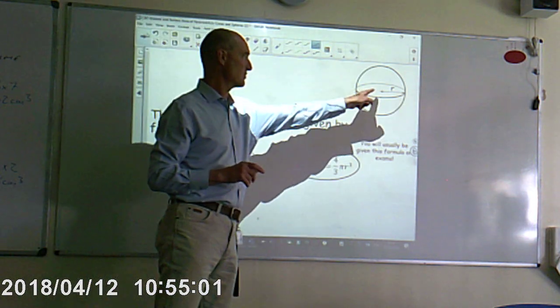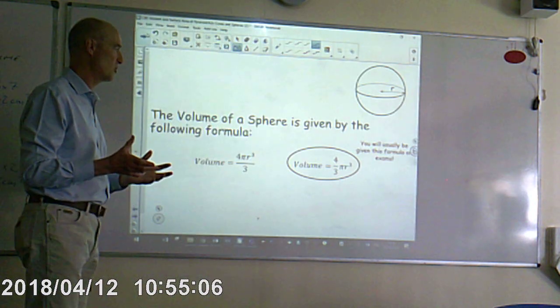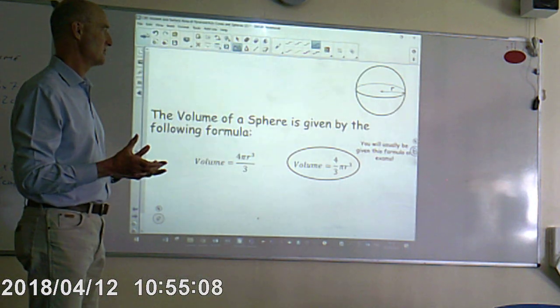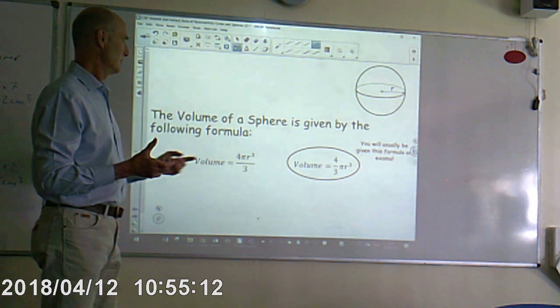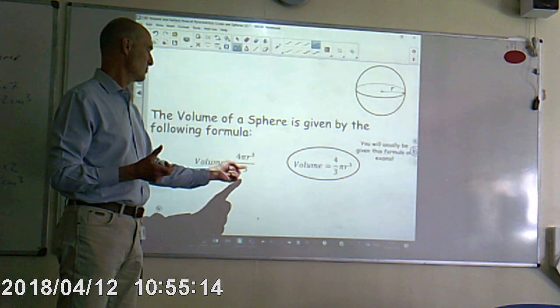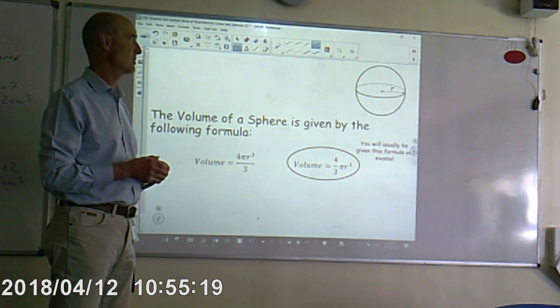R is that distance from the centre to any point on the outside of your sphere, the outside of your ball. Pi is the same as what you'd be used to. It's on your calculator, an accurate figure of pi. So 4 pi r cubed divided by 3 is the volume of the sphere. That might come up on some of the questions over the next couple of days.